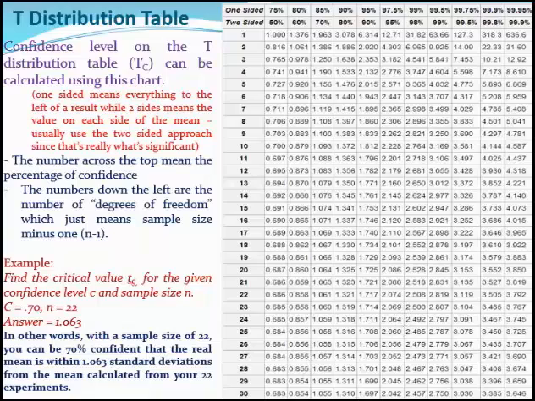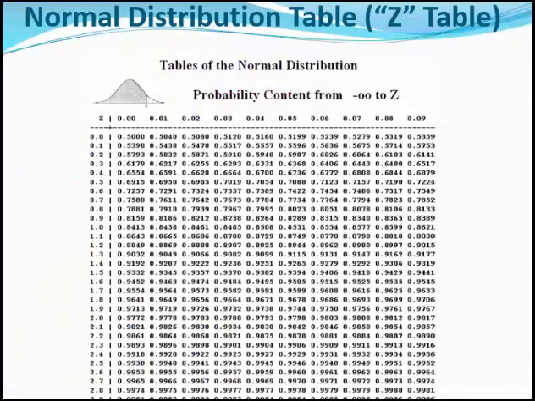And then once you go past 30, you would turn around and use the Z table, which is really going to give you the same basic idea, the same basic results.